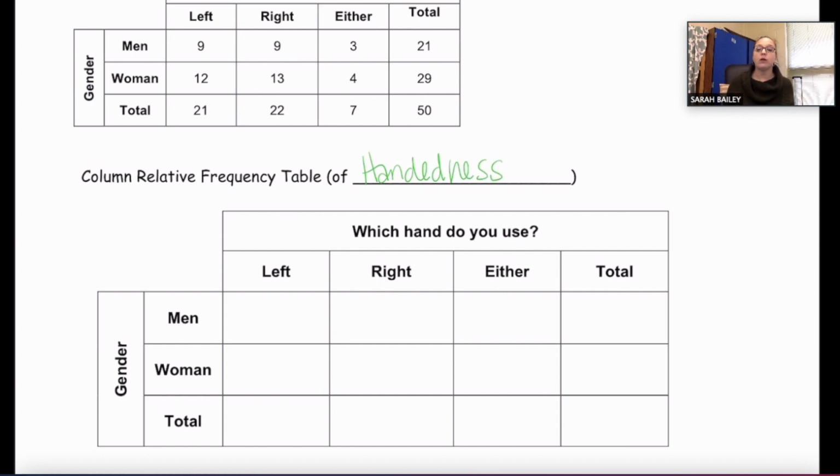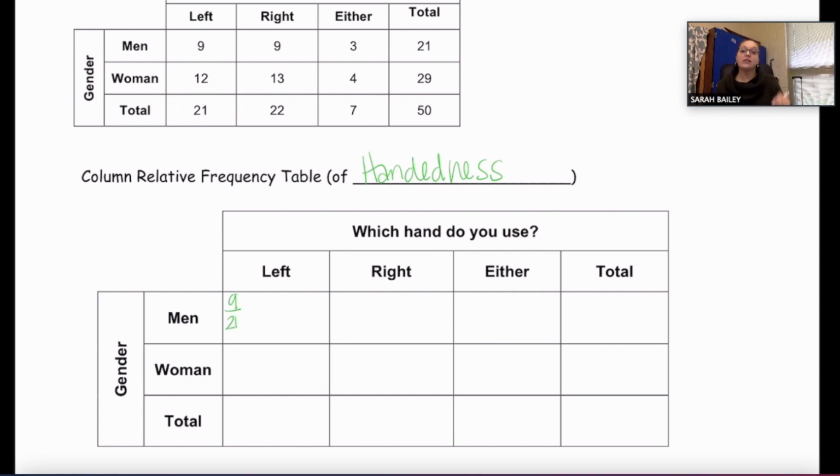Meaning, are you left or right-handed? So for men, we're basing this on the column. So this right here, left hand and men, that's a 9 out of what though? That's out of the total lefties in the bunch. So we're going to do 9 out of the total lefties of 21. So I'm going to write 9 out of 21.